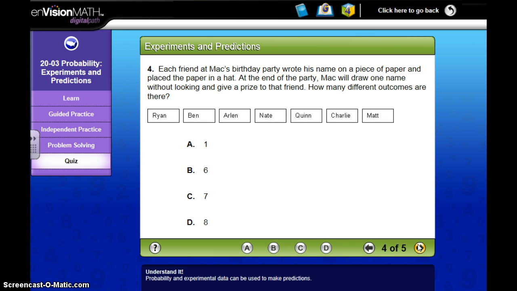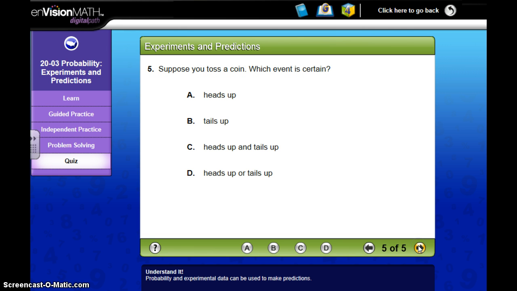So each friend at Mac's birthday party wrote his name on a piece of paper and put it in a hat. And Mac's going to draw one name and give a prize to that friend. How many different outcomes could there be? Aiden? 7. Because there are 7 different names, right? What would happen, Aiden, if there were 2 Bens that came to his party? 2 kids with the name of Ben. Yeah, that's right. I think they better put a last initial.